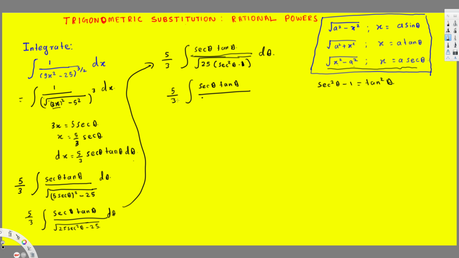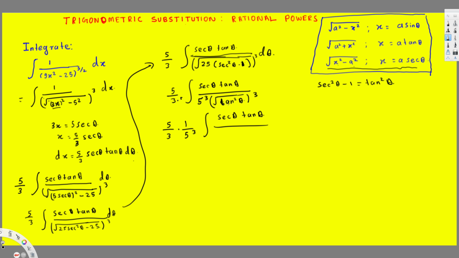That's going to be 5. I can multiply here. I am already making a mistake right here: I forgot to put the power 3. We have to be really careful. So if I take the 5 out, that's going to be raised to the power 3. So 5³ times the square root of tan² theta, all to the power 3, right? I can bring the 5³ to the front. So let's do this: 5/3 times 1 over 5³ integral of sec theta tan theta.